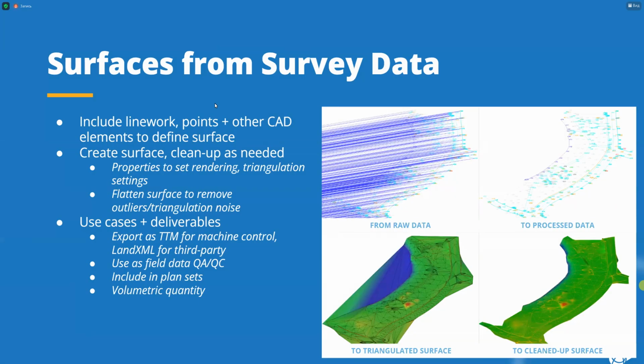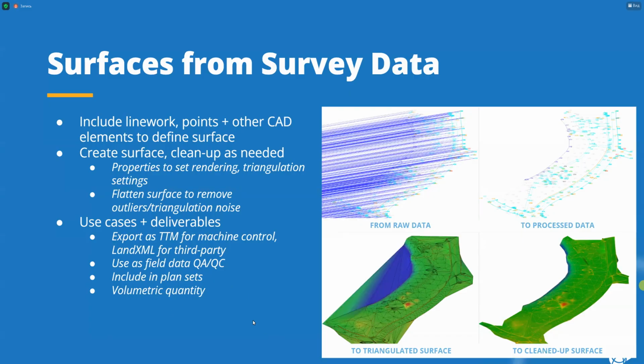First up, surfaces from survey data. Taking in your raw data and feature code library, if you have that, process your feature codes to help out with the line work and the CAD work. Once that's done, you can create your surface. Once the surface has been created, you have a few options to clean it up using various tools, including the line work, points, and other CAD elements to define your surface. When you create your surface and cleanup is needed, you have certain settings for the rendering and triangulation settings. There's also an option to flatten the surface to remove some outliers, which I will also show a little bit later in the live demonstration.